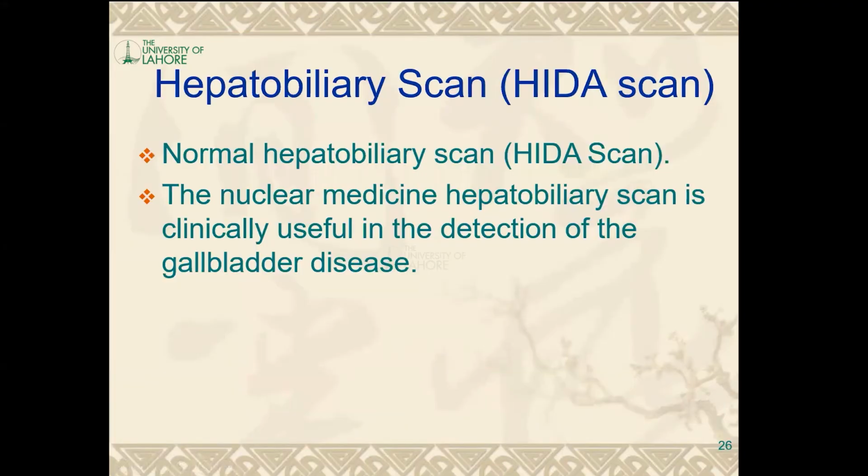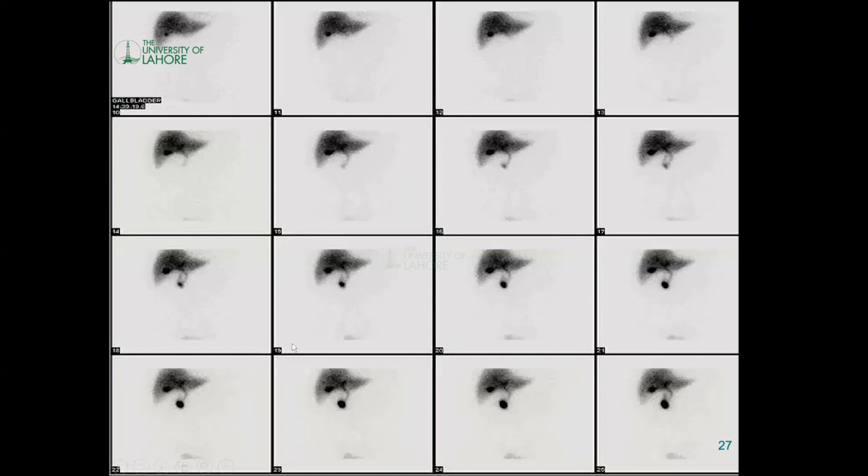Another technique of nuclear medicine imaging is used for hepatobiliary scan. It is also called HIDA scan. Hepato means liver, biliary means bile. So this hepatobiliary scan is useful in detection of gallbladder disease. This is the image of hepatobiliary scan.